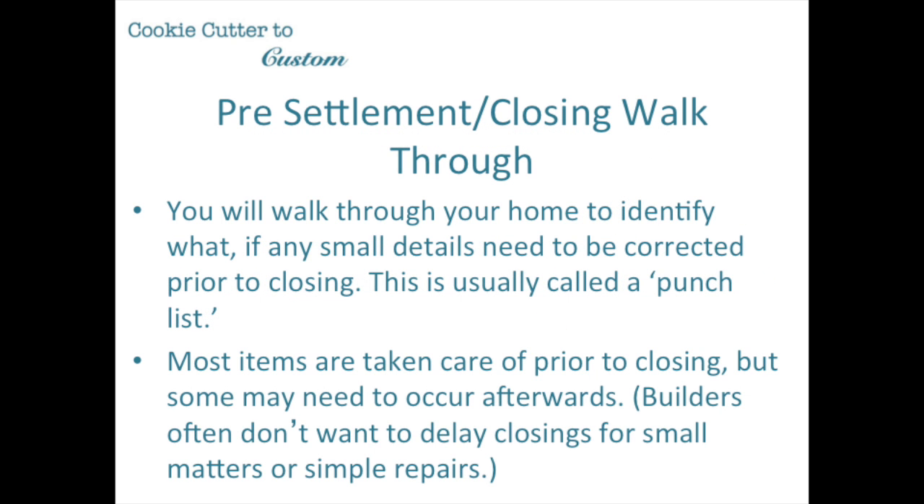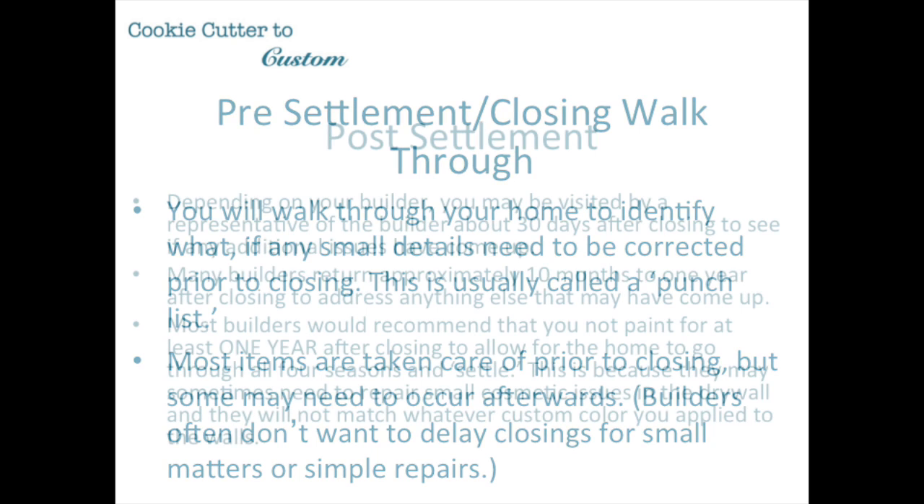When the time is approaching for you to go to closing, or what some builders call settlement, you will have a pre-settlement or closing walkthrough scheduled. Now this is where you walk through your home to identify what, if any, small details need to be corrected prior to closing. That list of items is usually called a punch list. Most items are taken care of prior to closing, but some may need to occur afterwards. Now builders typically don't want to delay closings for small matters of simple repairs.